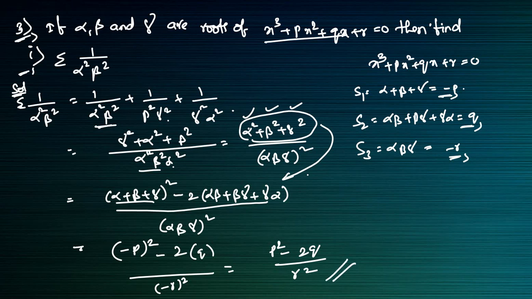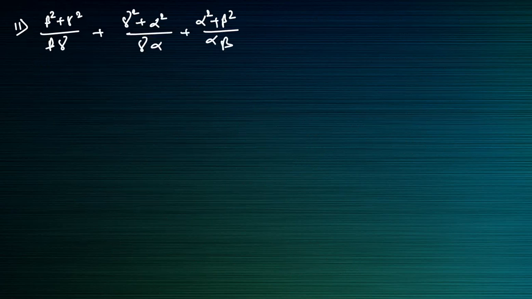Okay, now moving to the next question, the second one. In this, the first one is done and now we are going to find the second one. Now the second question's solution is here. The second question is given like this, the total of beta square plus gamma square divided by, so same beta gamma here, then gamma alpha, and alpha beta is given. So the LCM becomes alpha beta gamma here.